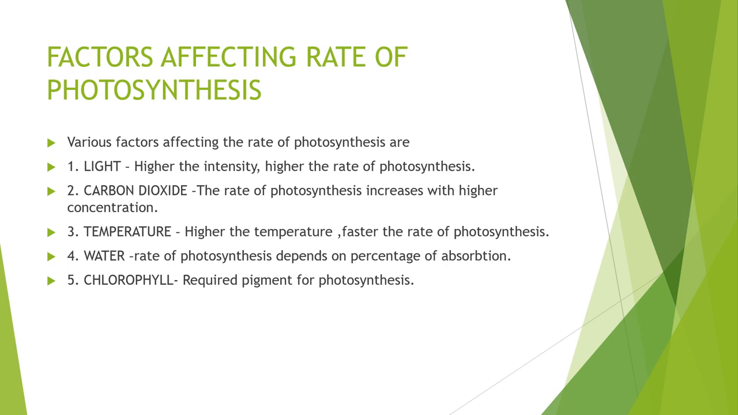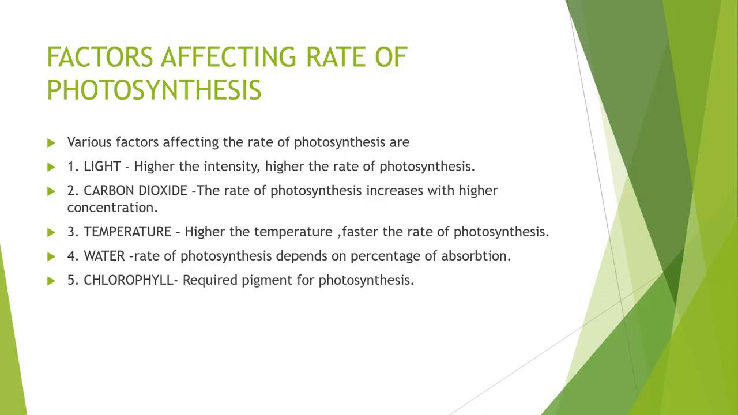Now the third factor which affects the rate of photosynthesis is temperature. Higher the temperature, faster the rate of photosynthesis. The rate of photosynthesis rises to the optimum temperature of 35 degrees Celsius, after which the rate falls. It gradually stops above 40 degrees Celsius. Photosynthesis works best in the range of 35 degrees Celsius to 40 degrees Celsius. So in short, we can say higher the temperature, faster the rate of photosynthesis.